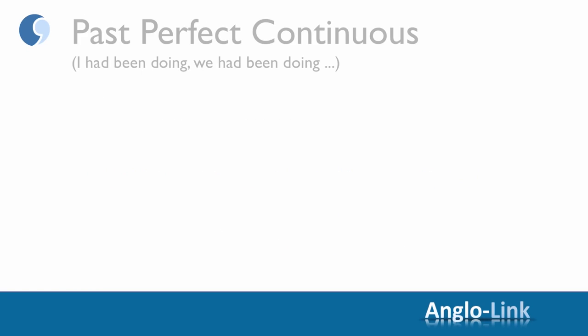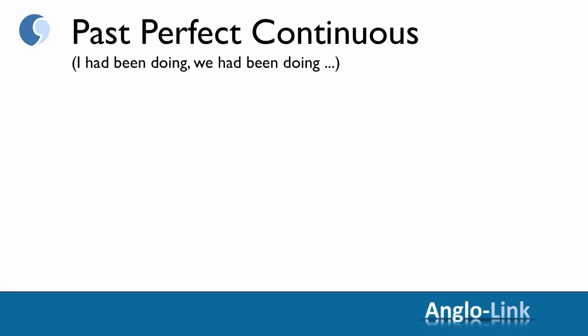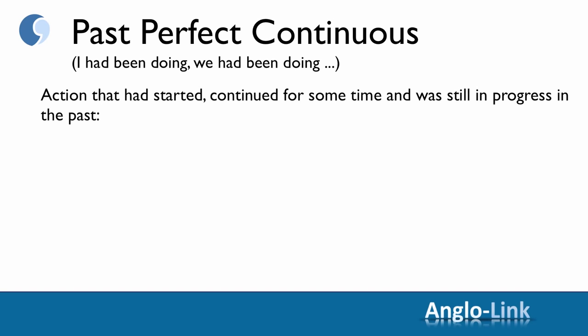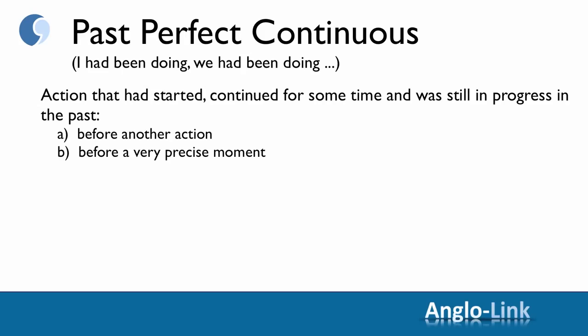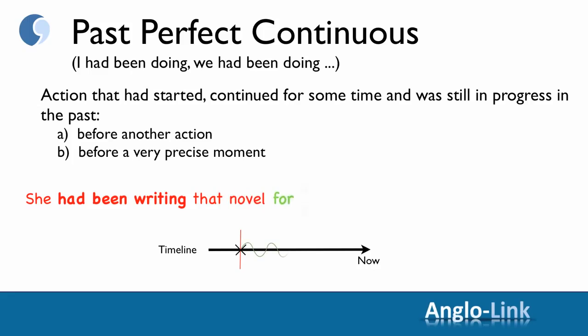Okay, moving on to the next tense, which was past perfect continuous. I had been doing, we had been doing, etc. And as you remember, this is an action that had started, continued for some time, and was still in progress in the past. Either before another action or before a very precise moment. Let's look at the timeline. She had been writing that novel for a few months when she became ill.